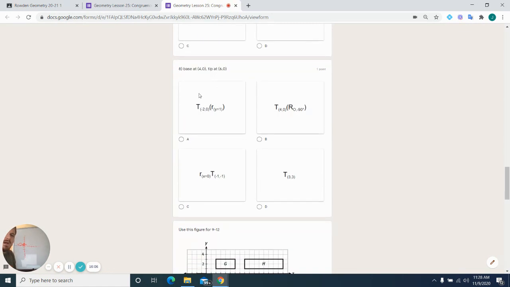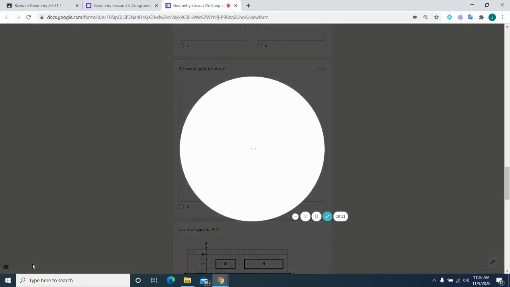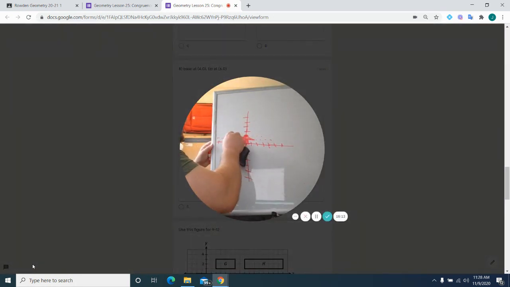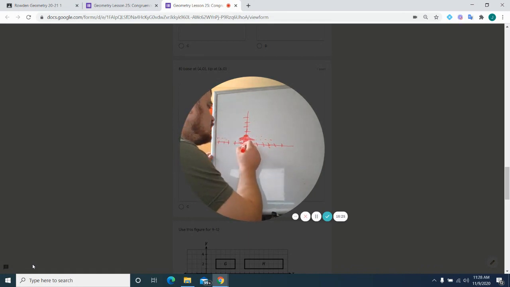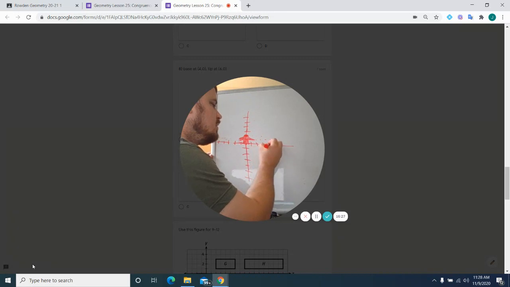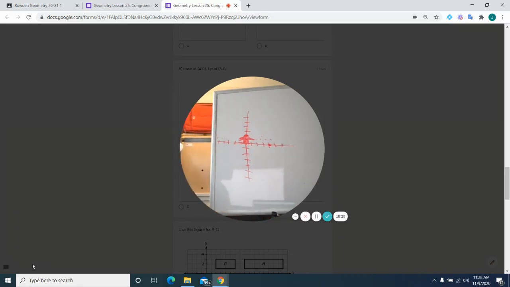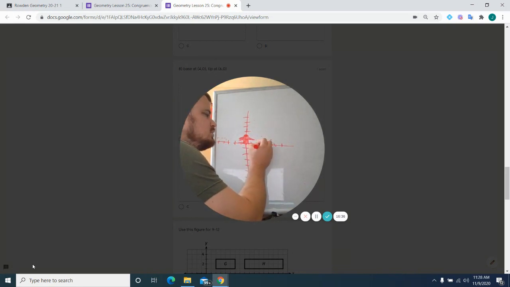Okay. Now, number 8. I'll help you draw it, and then I'm going to tell you to pause. I want you to try this one. For this one, so let me get rid of this. Okay, so for number 8, the base is at 4, 0. So 1, 2, 3, 4. So right here, there's our base. And the tip is at 6, 0. So 1, 2, 3, 4, 5, 6. So here's our tip.